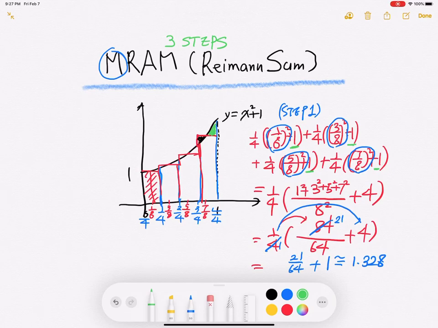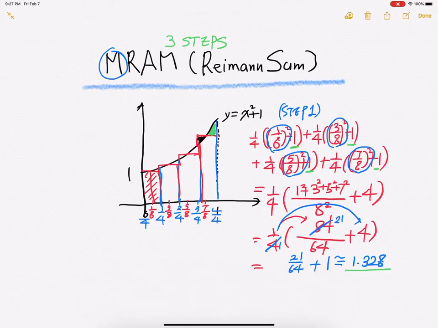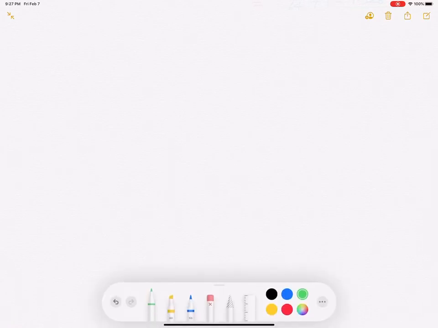Okay. Anyway, I found the 4 rectangles' area using MRAM. Step 1 is done. Let's go to step 2, which is n rectangles area now. Okay, let's go. Step 2.